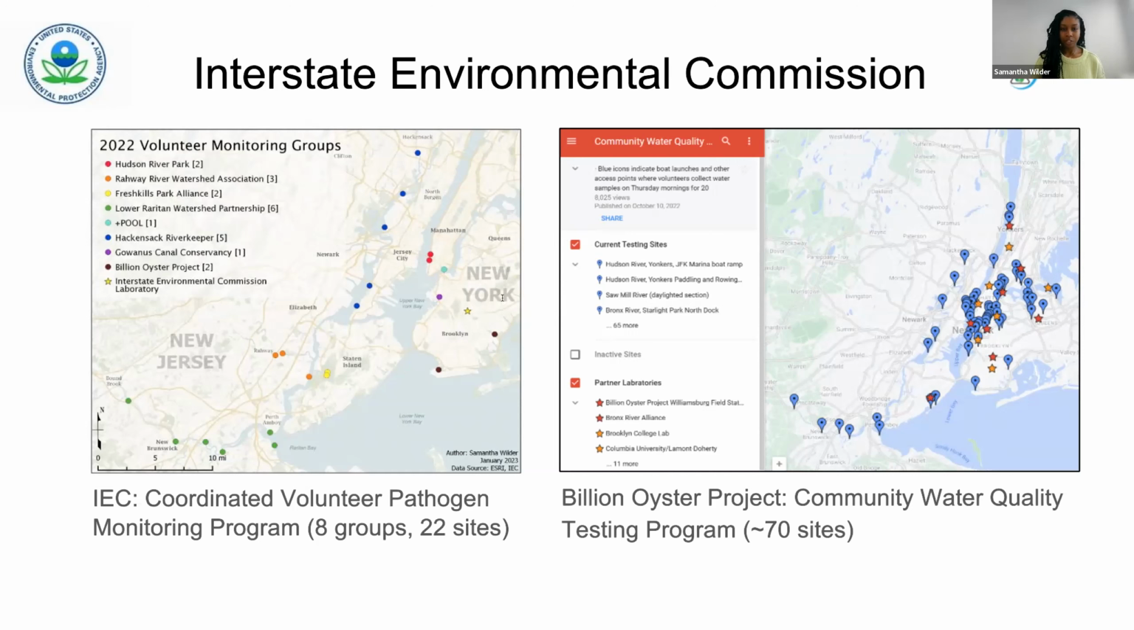And then even bigger picture, we are involved with the Billion Oyster Project and their community water quality testing program. And that is also involved in the New York, New Jersey harbor. They do a total of about 70 sites. So from the Enterococci and fecal coliform results that I get from Lower Raritan and other groups like Hackensack Riverkeeper, I submit the Enterococci results, and that is compiled onto a very large Google spreadsheet. And that's generally the bigger picture of what the Lower Raritan Watershed Partnership is included in.